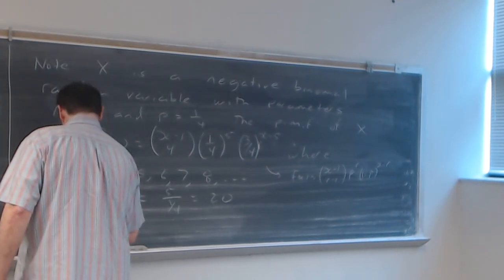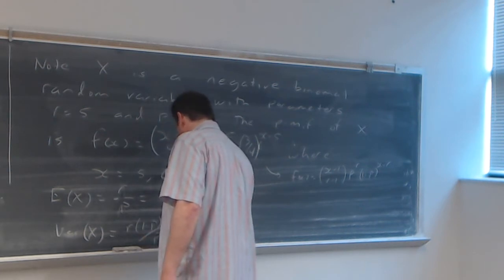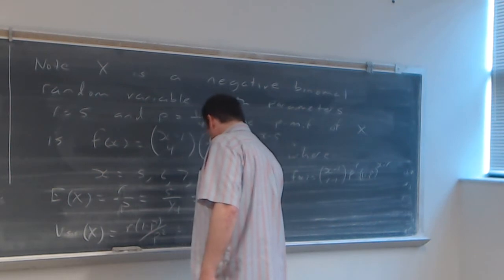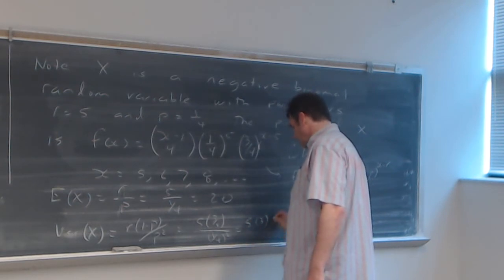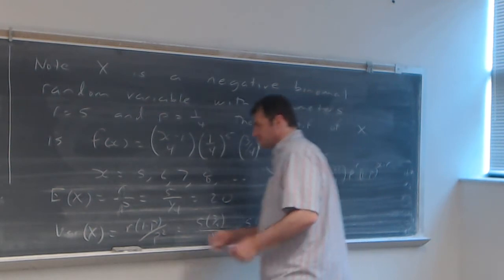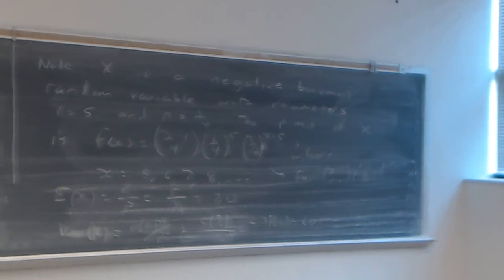And then the variance of x, we know that's equal to r times 1 minus p over p squared. So in this case, it's 5 times 3 fourths over 1 fourth squared. So I think we did this before. This is going to be equal to 5 times 3 times 4, and so that's 60.